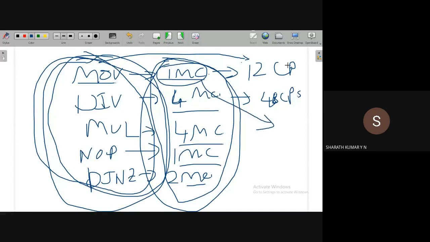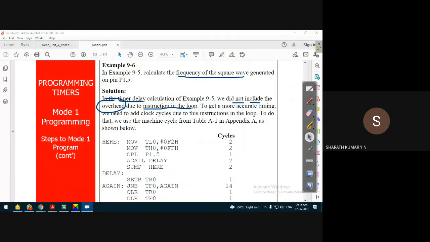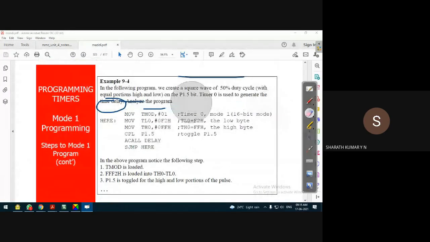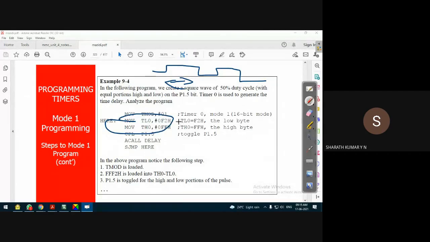In our delay subroutine, the program we had written last class using timers, we are considering the delay generation using only the timers, not the amount of time required to execute these instructions. We have not considered that. The reason we generally don't consider it is that the execution time is very small compared to the delay generated by the timer. That's one reason. But if we consider that the delay will be more, let us observe.